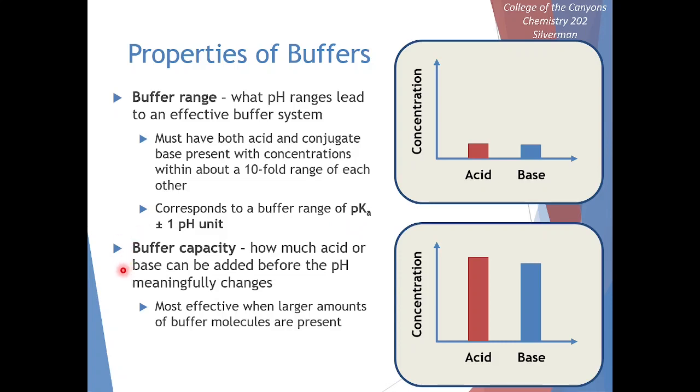Another property of our buffer is the buffer capacity. The buffer capacity is a metric for how much acid or base can be added before we get out of that buffer range, right? Before our pH starts to meaningfully change. We can compare two buffers, right? If we have our bar graph over on the right, this top buffer has a small amount of conjugate acid and conjugate base, as opposed to our bottom buffer, which has a large amount of our conjugate acid and conjugate base. This bottom graph, it has more conjugate acid and conjugate base present to deal with any challenges. This bottom situation will have a larger buffer capacity.